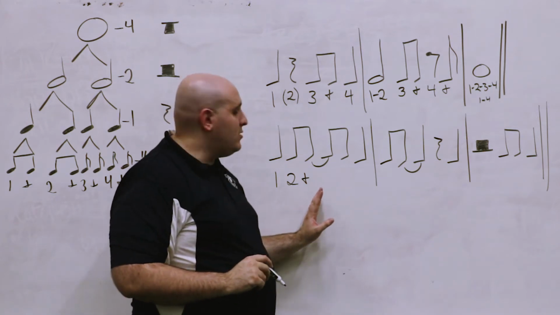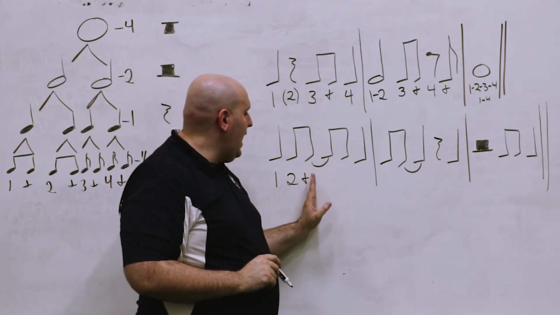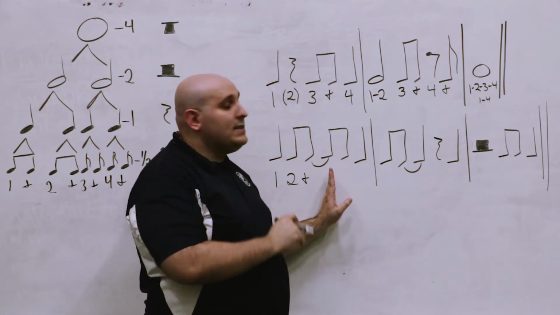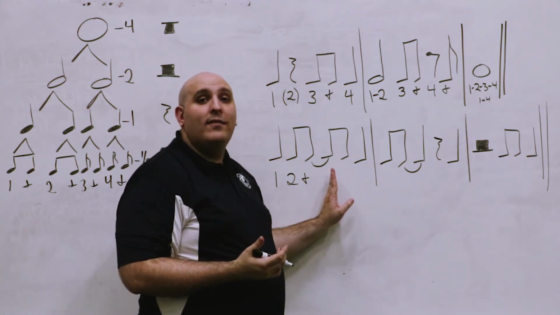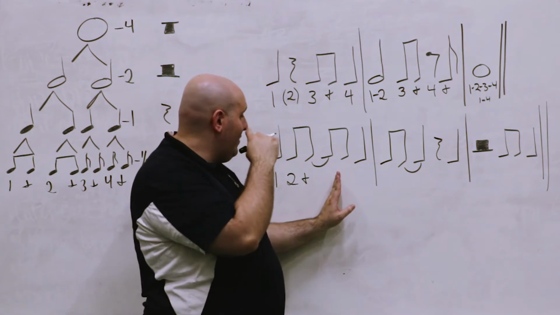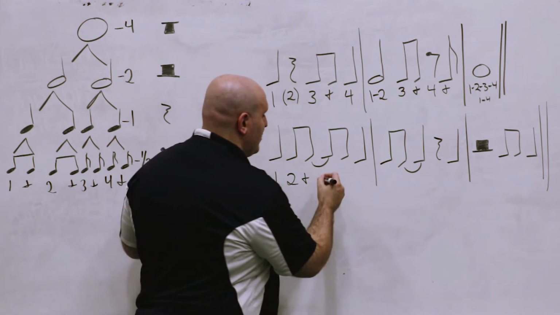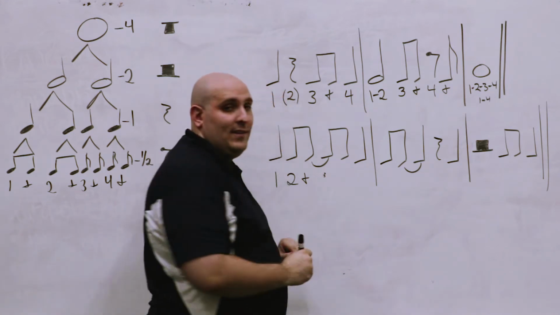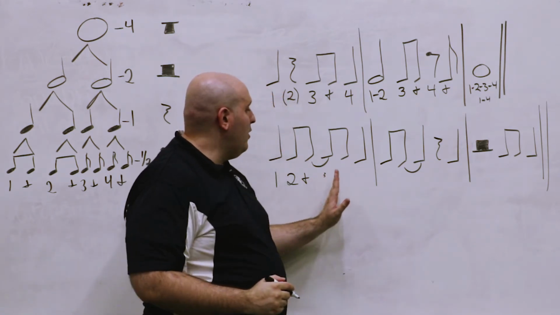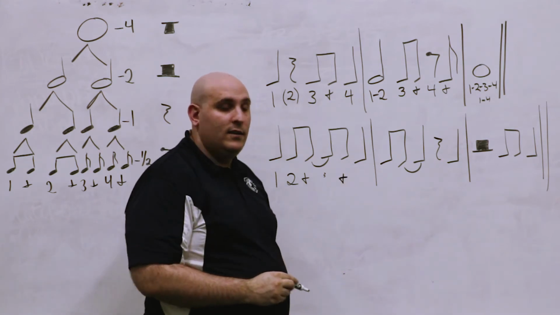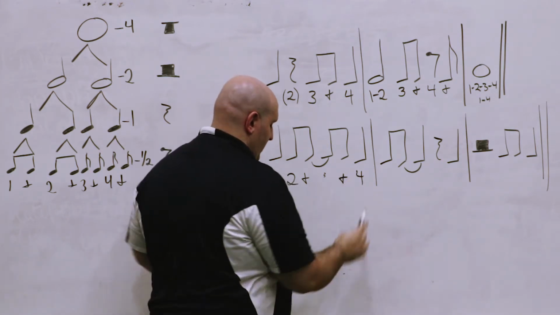Now here's where it gets interesting. We have a tie between the and of 2 and 3. Because the total value is less than that of a half note, or less than 2 beats, we typically aren't going to write the next beat. So we wouldn't actually typically write our 3 in there. We wouldn't write another number until we got to the and of 3 over here, followed by beat 4.